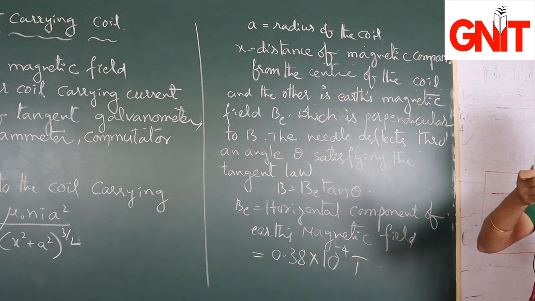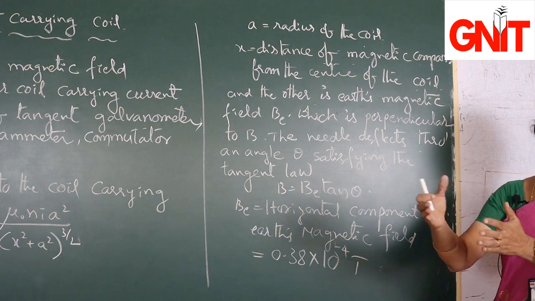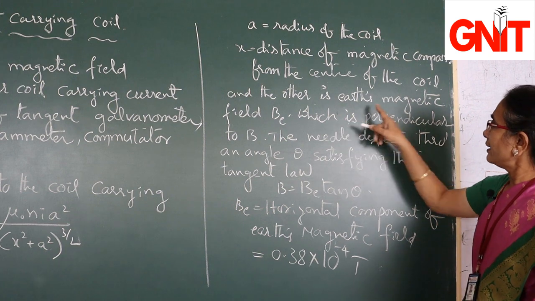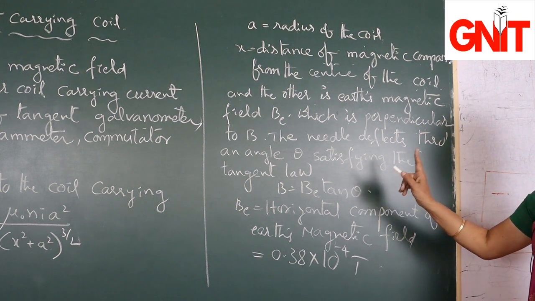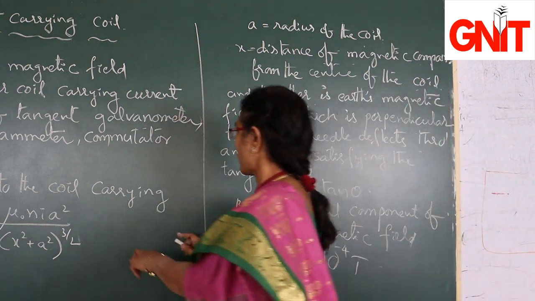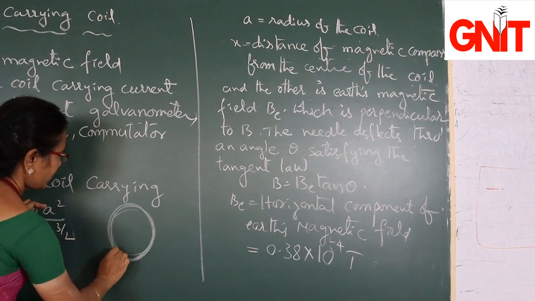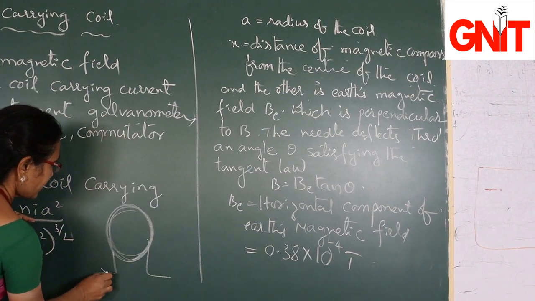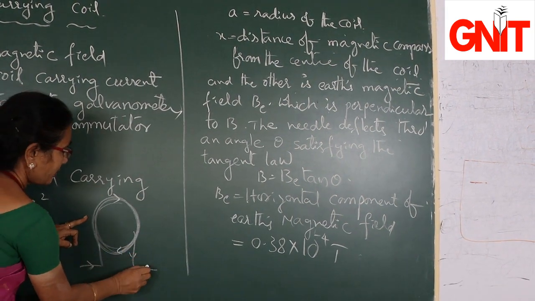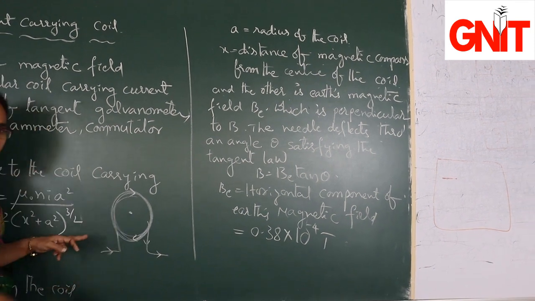You will move the compass along the axis of the coil, and each time you note down the distance in the tabular column. There are actually two magnetic fields in this experiment. Suppose you have a coil carrying current, you are sending current in this direction, going through like this and coming out from this end. It produces a magnetic field at the center, as all of you know.